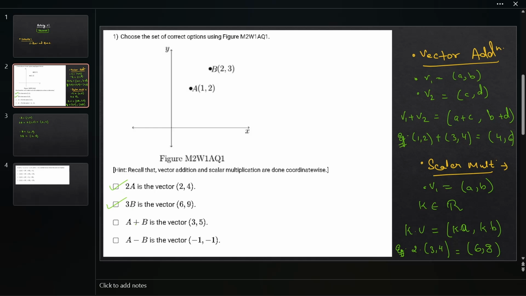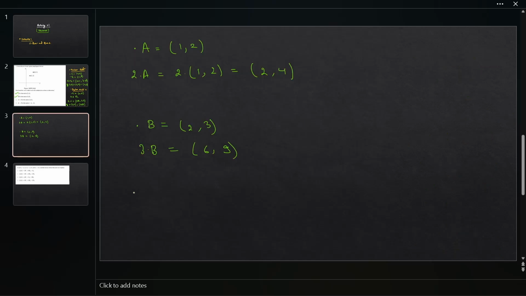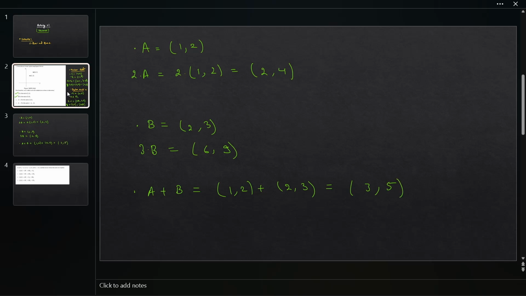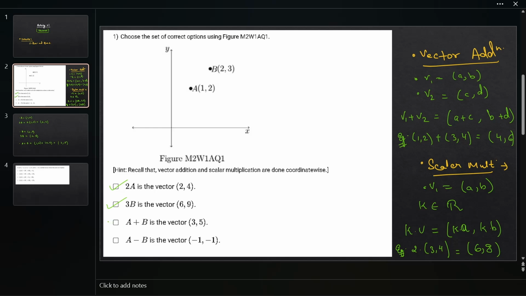Now let's check what a plus b would be. It is just 1, 2 plus 2, 3. As we saw earlier, when we do vector addition, we just add the corresponding terms. So 1 plus 2 is going to give us 3, whereas the second term would be 2 plus 3, that is 5. This is correct as well: 3, 5 is the correct answer.